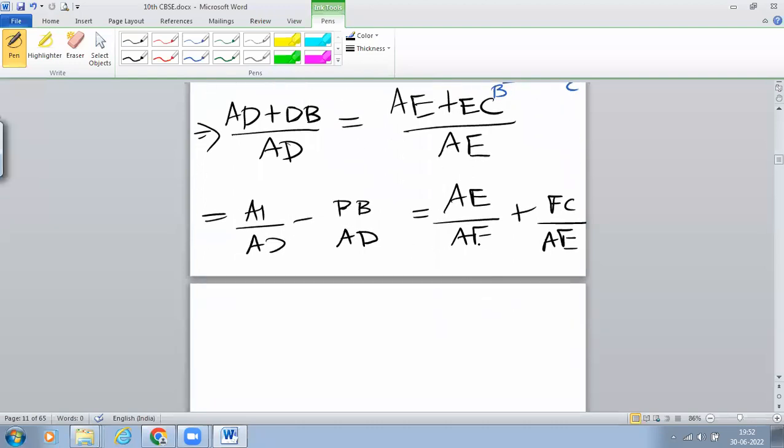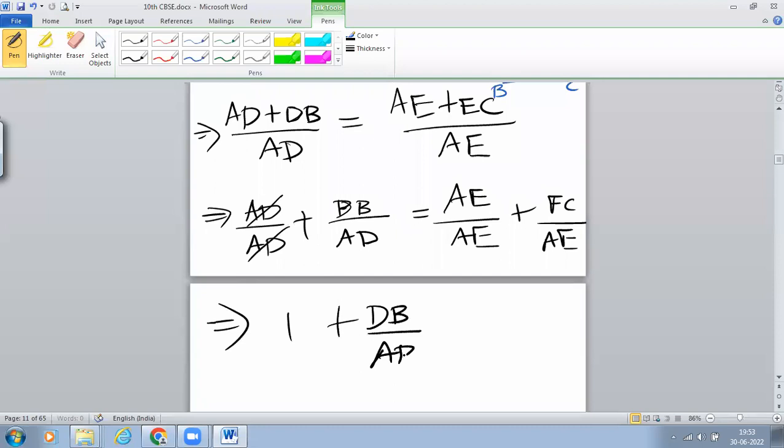Okay, this is AE. Sorry, the vertical and horizontal lines are sometimes vanishing. See, this is AD. Now listen, this is plus. Now this AD by AD gets cancelled, that becomes 1. Yes or no? AD by AD is 1 plus this is DB by AD.